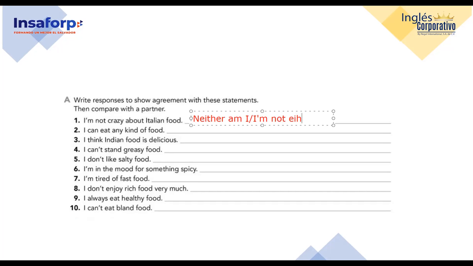I'm not either. Very good, right? So there is one characteristic, one more time, which is verb to be, verb to be. Yes? What about number two? I can eat any kind of food. So can I? Neither. So can I?